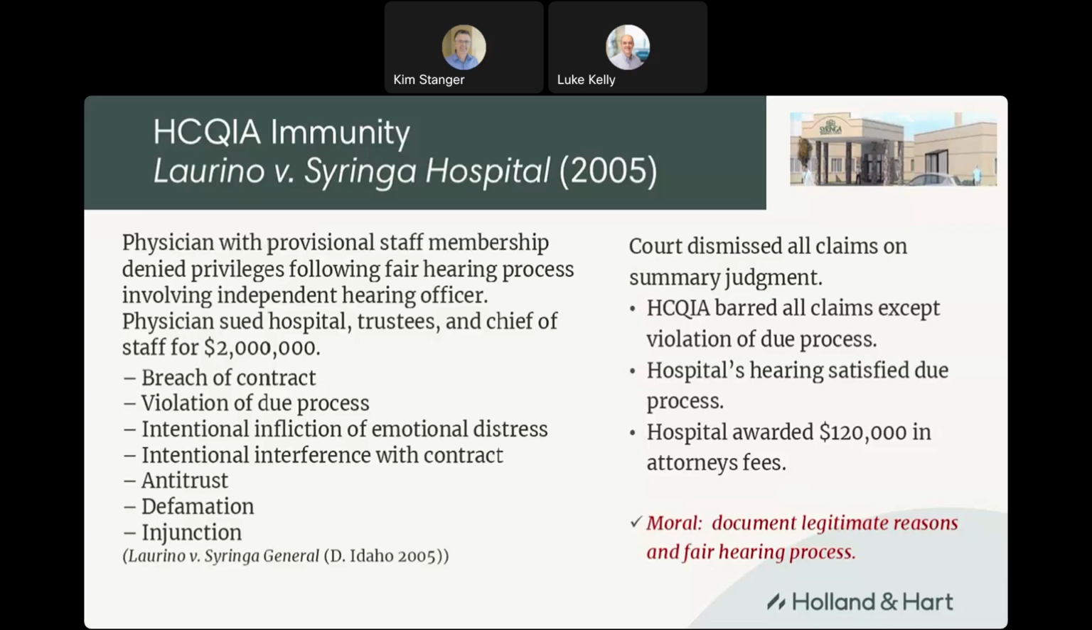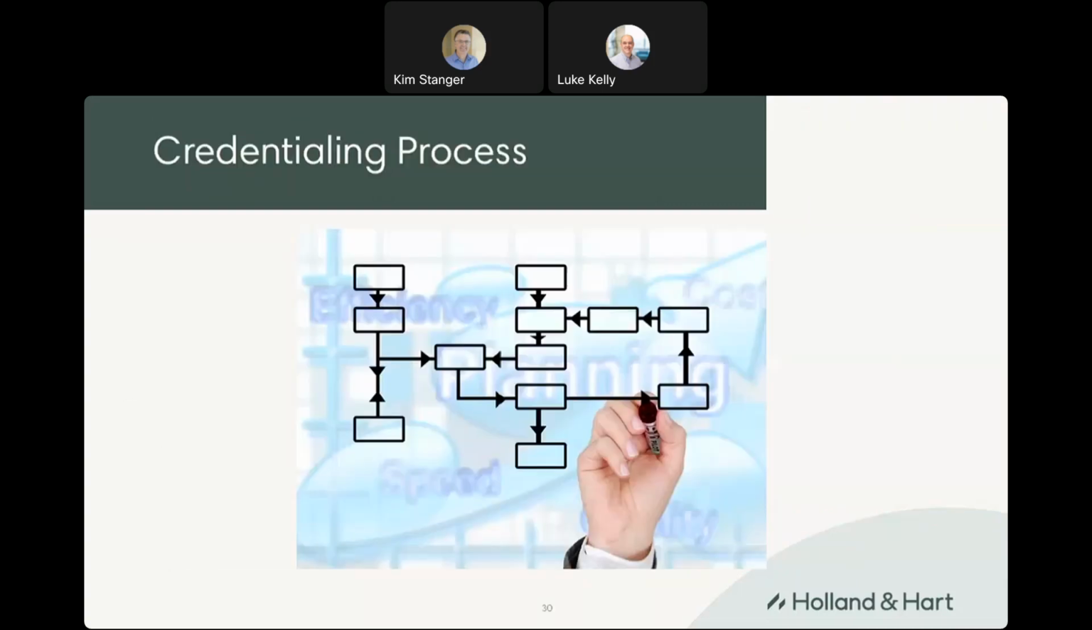Now, HCQIA doesn't apply to due process claims. This was a government hospital, and therefore the physician brought a due process claim. But because we had satisfied the HCQIA standards, we gave him due process, and therefore the court granted summary judgment on that claim also and awarded us $120,000 in attorney's fees. The bottom line here is when it comes to taking action concerning physicians, you're going to want to make sure that you satisfy HCQIA standards.